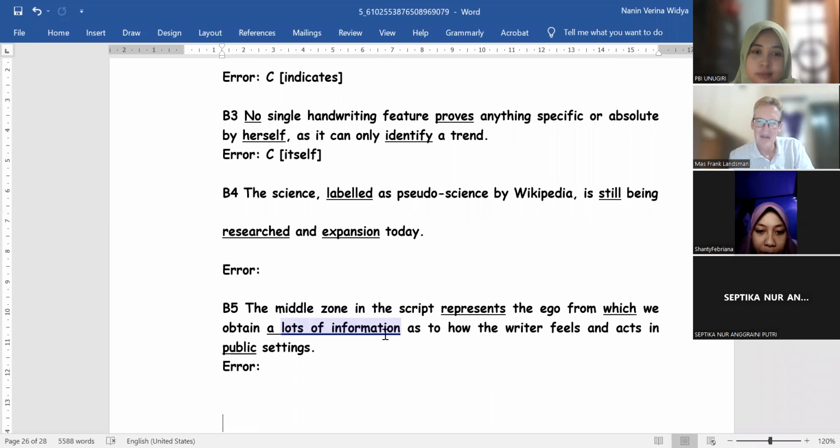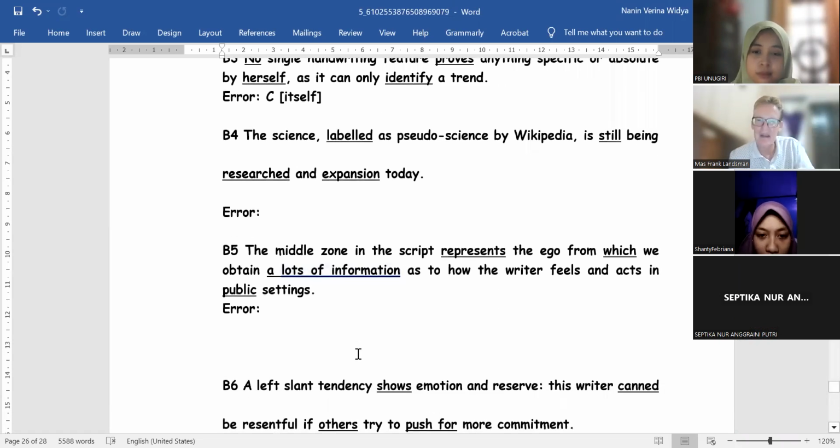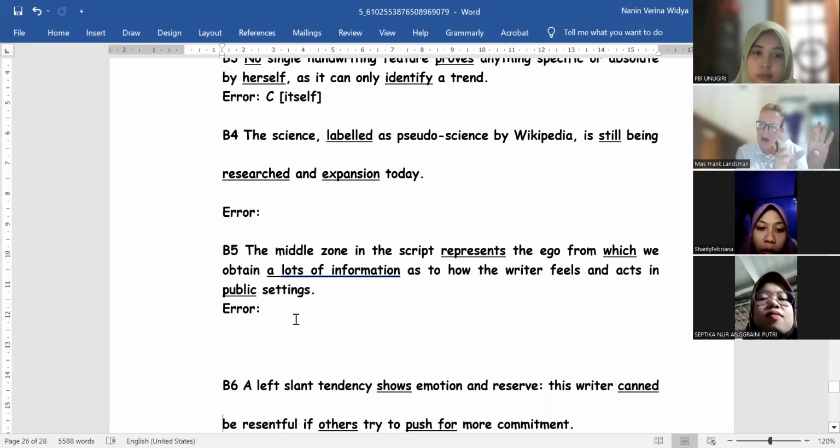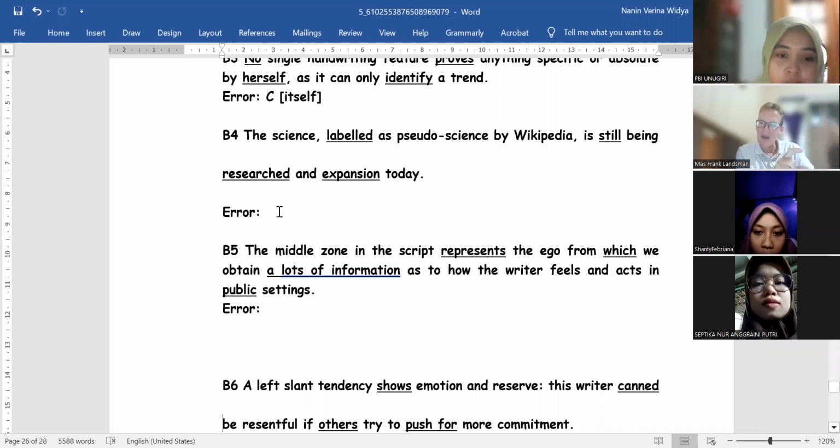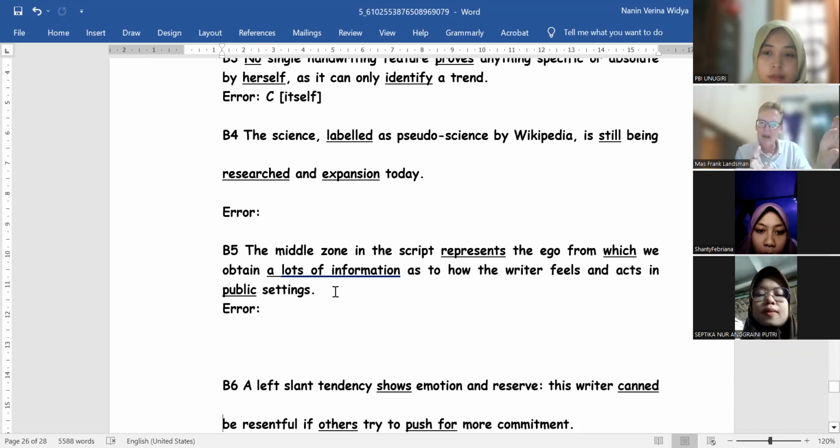Then B5, the middle zone in the script. So the M and N letters, middle zone. Represents the ego from which we obtain a lot of information as to how the writer feels and acts in public settings. So if you look at the shape of your M and N and E, the middle zones are not going up like L or going down like G, but the middle zone, that gives you information. Now look at the forms.